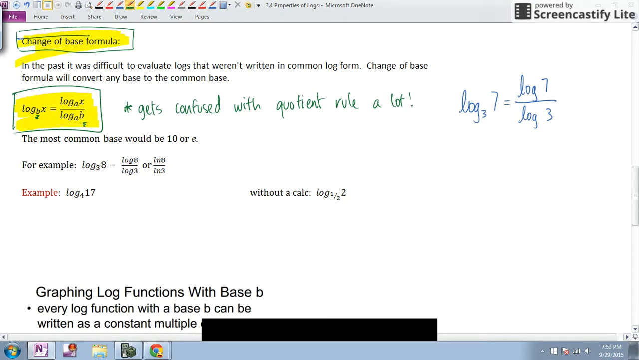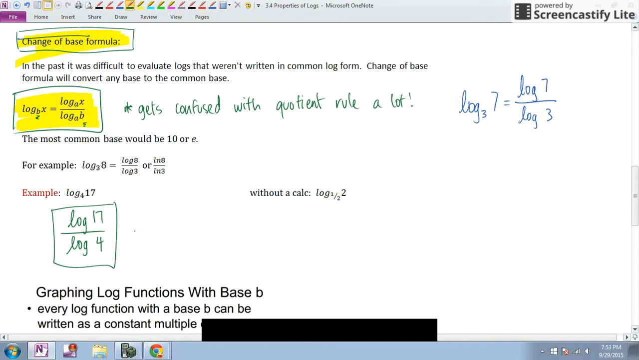So example right here, this would just be log 17 over log 4. Notice the base number was in the base of the fraction, and you got yourself done. This is calculator ready form. So if this was a no calc, that would be your answer. If it was a calculator, I would just say type it in and give me the decimal.